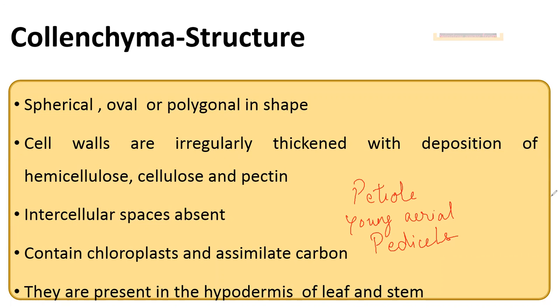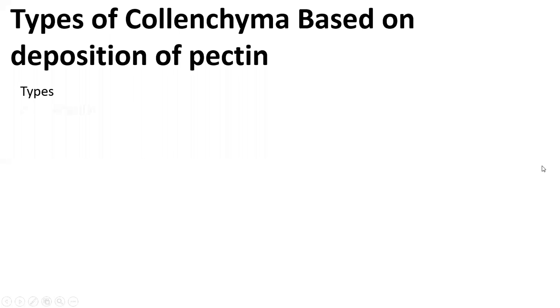And in anatomy, where are they located? They are present beneath the epidermis of leaf and stem. Okay, suppose this is the epidermis, below the epidermis, this part, we call this the hypodermis. So this is the place where Collenchyma will be present. So again I repeat, they are present in the hypodermal part of leaf and stem. So their location is in the petiole of the leaf, the young aerial parts of the stem, pedicel, fruit stalk or young branches.